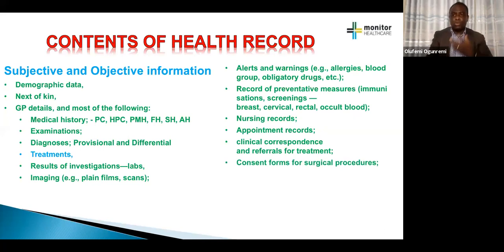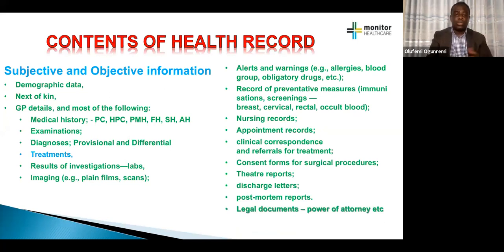Consent forms for surgical procedures and things like that, all these are readily available in there. So you have the theater report, you have the discharge letter, you have even the post-mortem record. So all this information is put together in this health record. Now, it's important for us to know that the health record is also a legal document. And this is where the information that we're putting in the health record is very important for us to make sure that it's as adequate as possible. A situation where people fiddle around with health records is very dangerous if it comes to a legal battle.